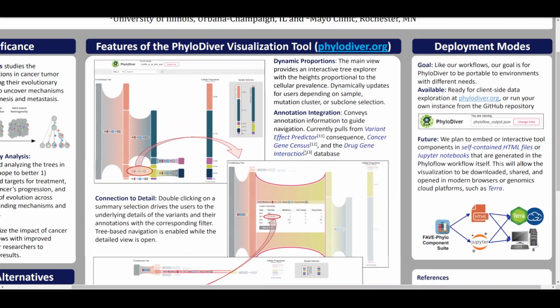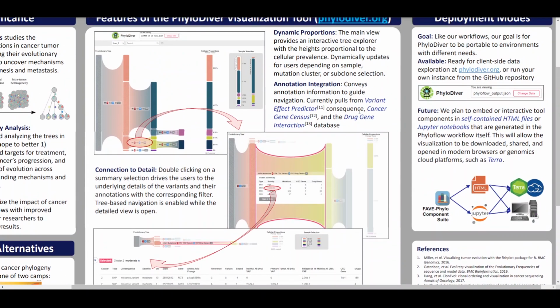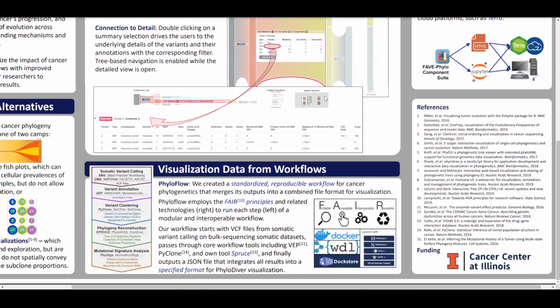Users, if they wish, can upload their own data into PhyloDiver. We have a server available at phylodiver.org where you can upload your own data. And the data needs to follow a specific format that is defined in our specifications on the website. So it's a JSON format.